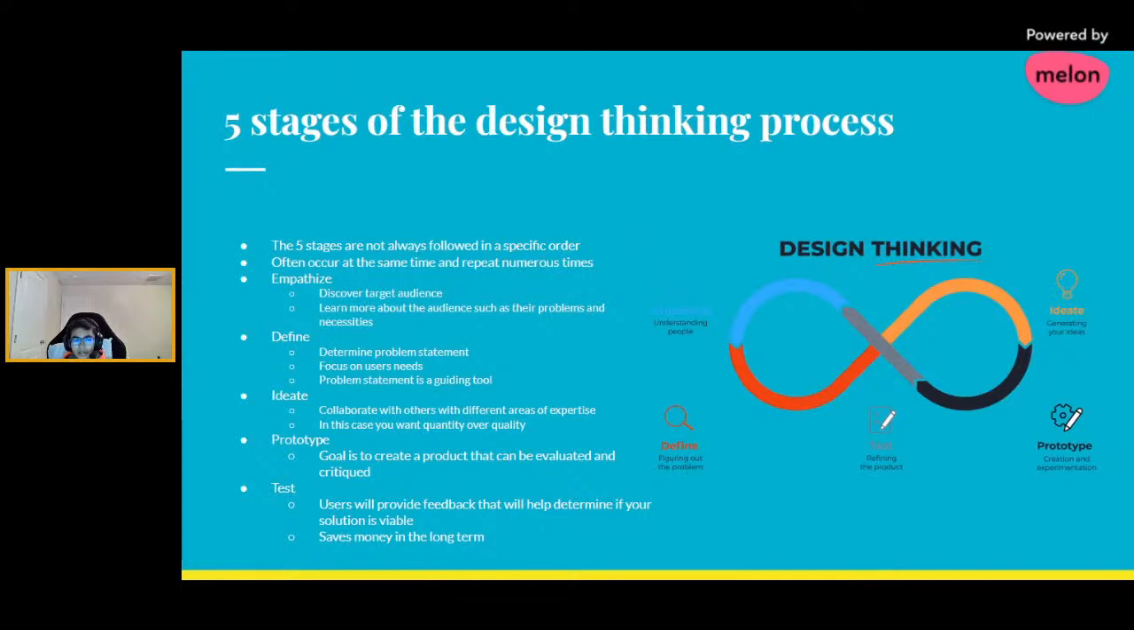Next, define. This is where you determine your problem statement. You do so by focusing on the user's needs. The problem statement is then used as a guiding tool throughout the design thinking process. Next, ideate. This is where you will collaborate with others with different areas of expertise. And in this case, you want quantity over quality, so you can collaborate with the most amount of people with the most arrays of areas of expertise.